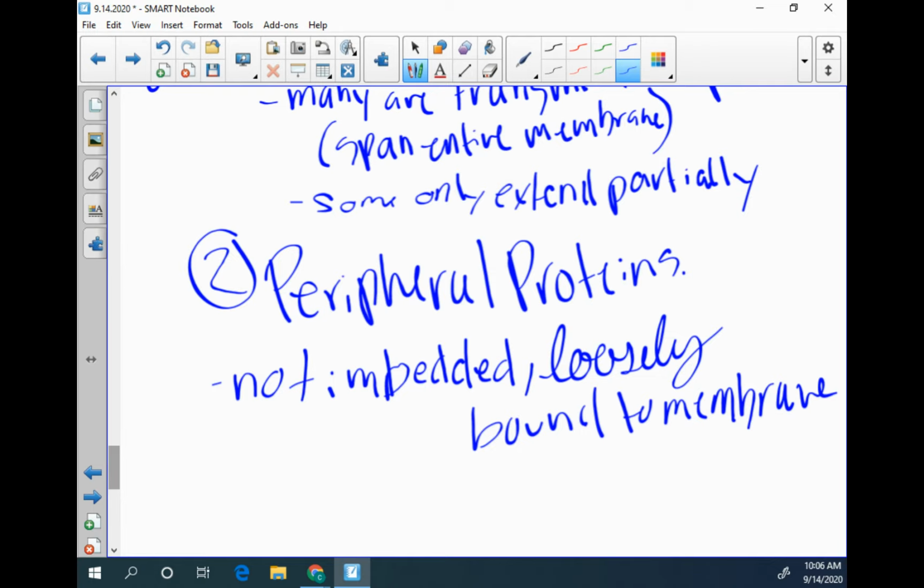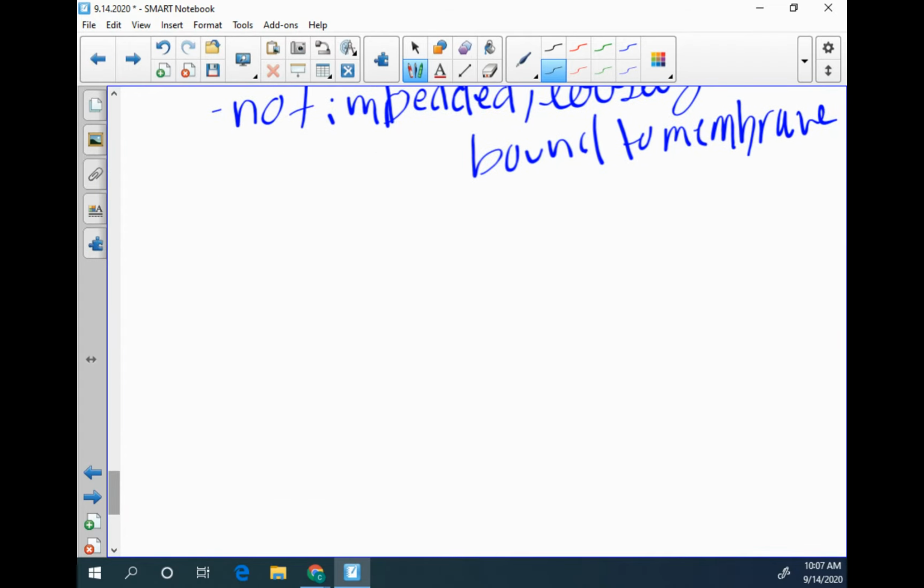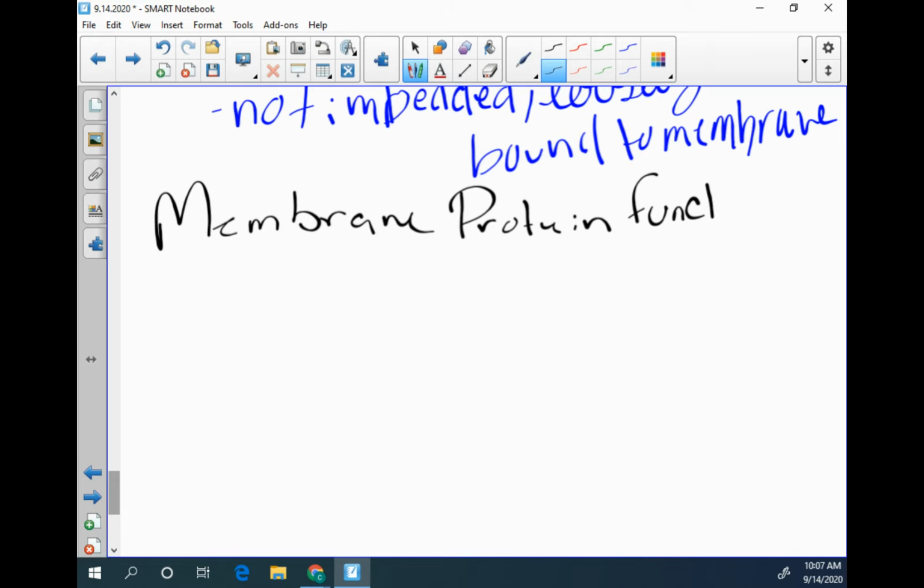I'm going to talk about their functions. I've got 1, 2, 3, 4, 5, 6 different functions. There are probably a lot more, but these 6 different categories hit most of them. So we've got membrane protein functions. Number 1, transport.